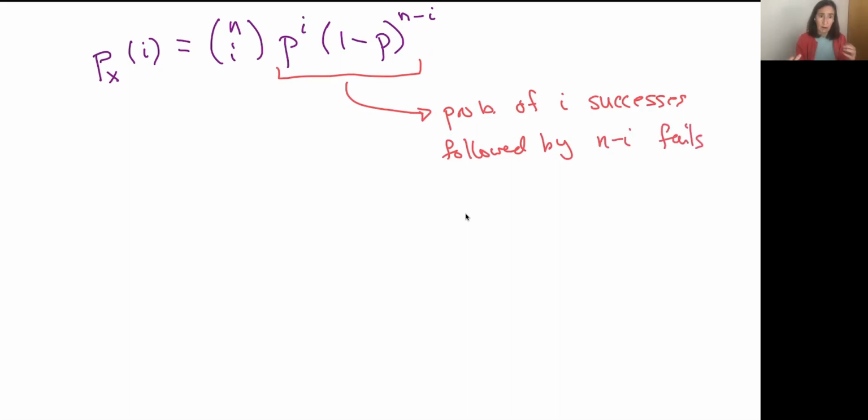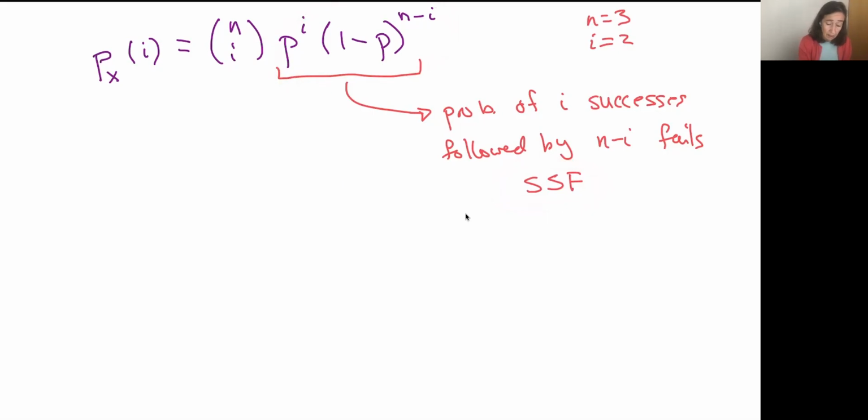Okay, so thinking back to our n equals 3 case, let's think about n equals 3 and the probability of 2 successes. So we're doing 3 coin flips. What's the probability that 2 of them are successful? Well, one way that can happen is to have success, success, fail. Okay, and so that's part of the overall probability. But this is not the only way, in most cases, that that can happen.